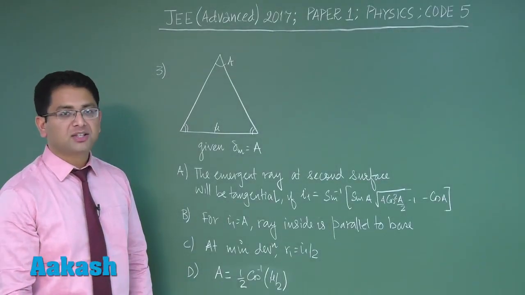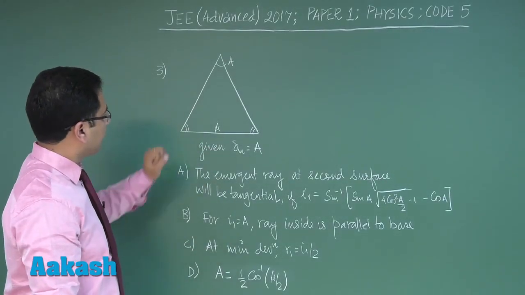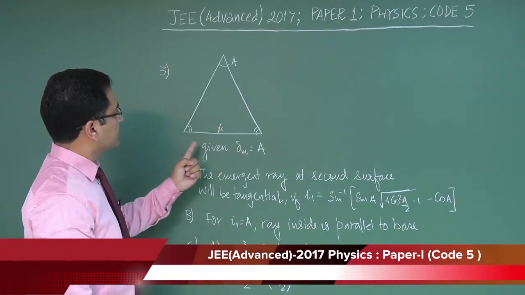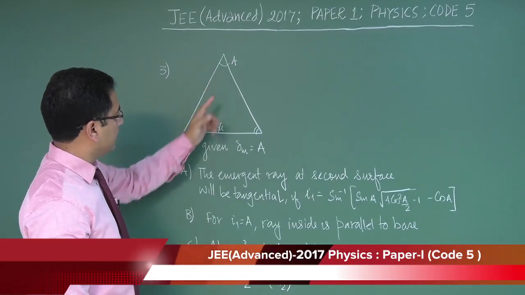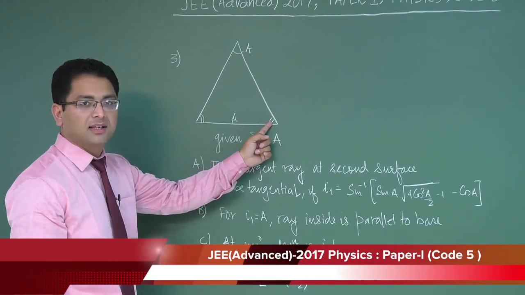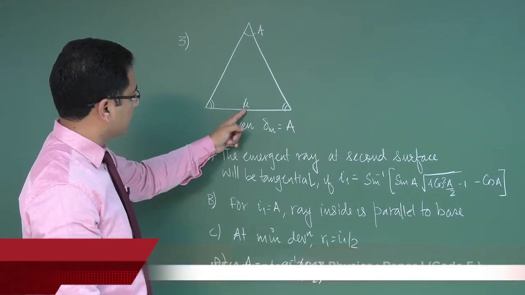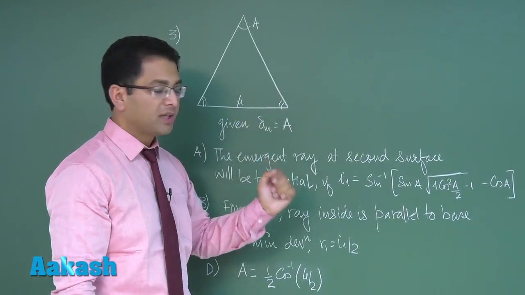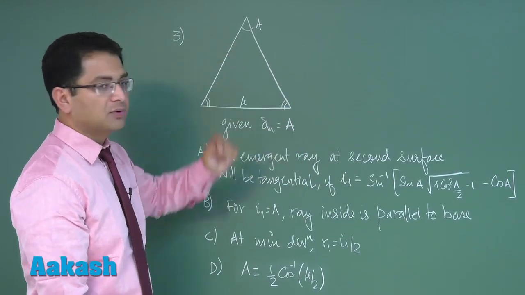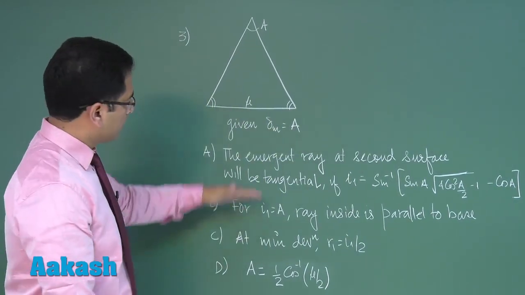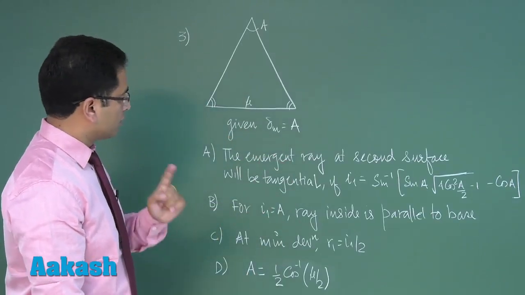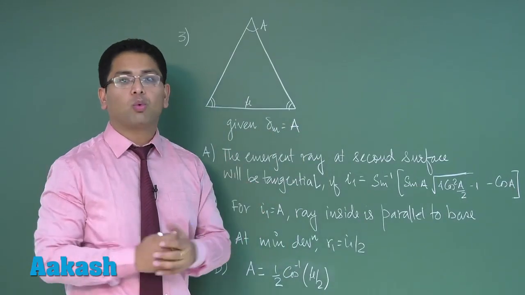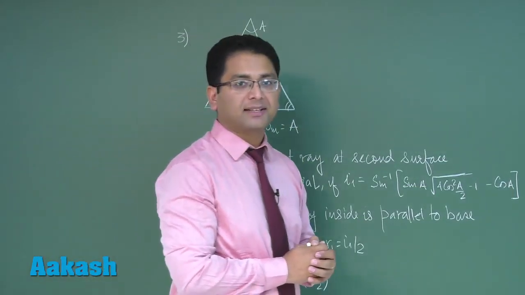All right, let's proceed to question number 3, and it has been derived from the topic prism, ray optics. An isosceles prism is there whose angle of prism is A. These two angles are of course equal. The refractive index is mu, and it's also given that for this particular prism the minimum deviation is equal to the angle of prism. Before going to other options, on the basis of this particular fact, let's see what information can be extracted.